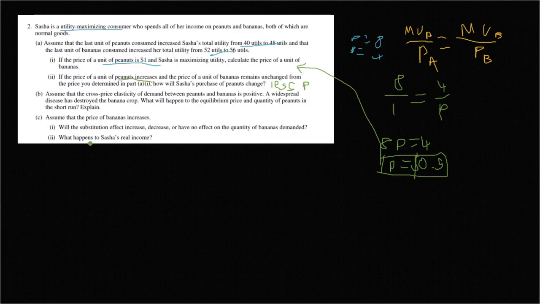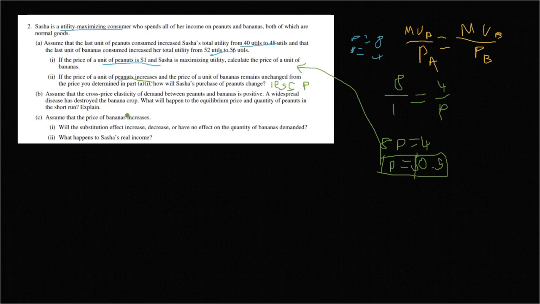So assume that the cross price elasticity of demand is positive. That means these two goods are substitutes. If, for example, chicken and beef are substitutes, and you see the price of chicken goes up, then you'll go over to beef and be like, yeah, I'm going to buy more of that. That is what that's saying there in that context.